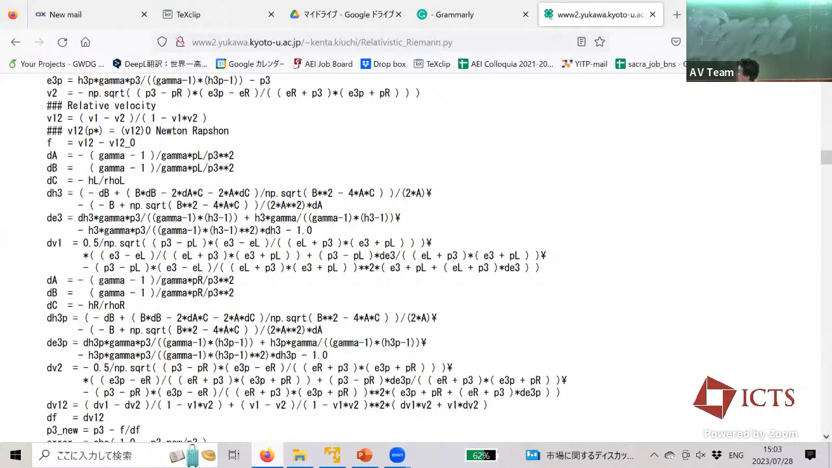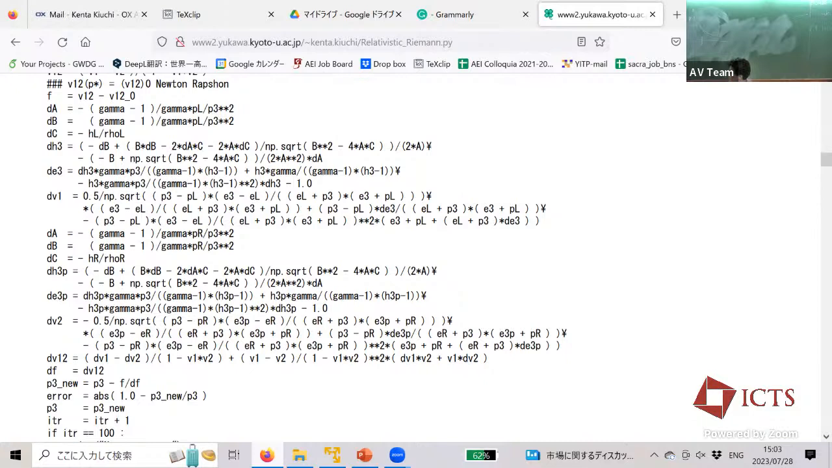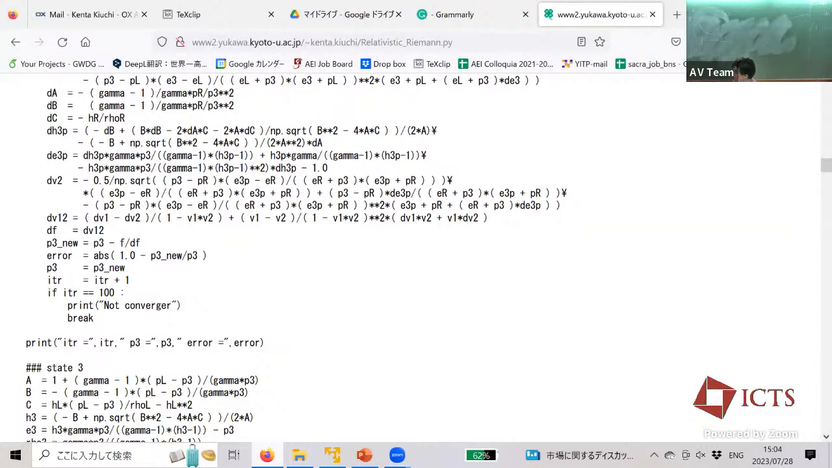What you can already estimate is DF, something like this. Then you update the P3 new value by the Newton-Raphson method, and you check the error. If the error is larger than the certain critical value, let's repeat this procedure by replacing the P3 with the new value of the P3 new. And in this sample example, if the iteration is greater than 100 times, which means that you don't get the convergent result, which means that you fail to converge.